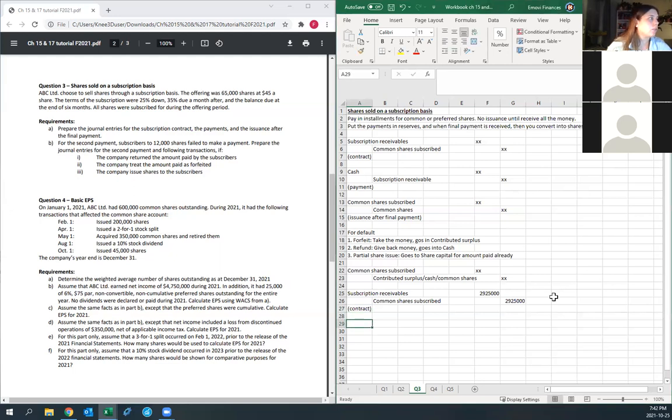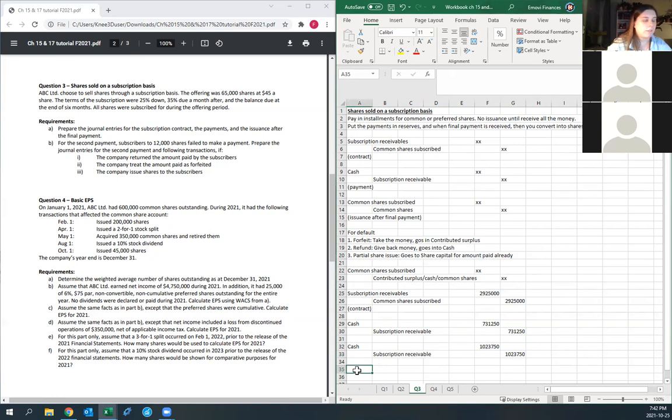Then they do the first payment the same day that they subscribed. So they receive cash and they're going to credit their subscription receivable. And it is for 25% of the amount that we calculated for the contract. For the second payment, it's going to be exactly the same, but it's going to be 35% times the amount here.